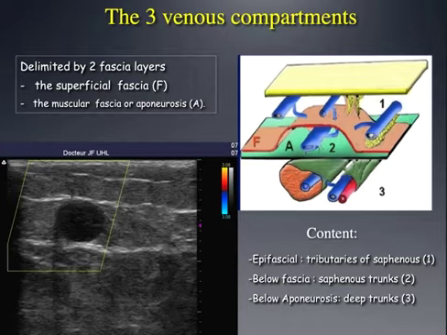What is the content of these three layers? First of all, below the skin, you can find the epifascial veins, which are between the skin and the superficial fascial layer. Second, in between the two fascial layers, you can find the saphenous trunk. And lastly, below the aponeurosis, you can find the deep venous trunks.